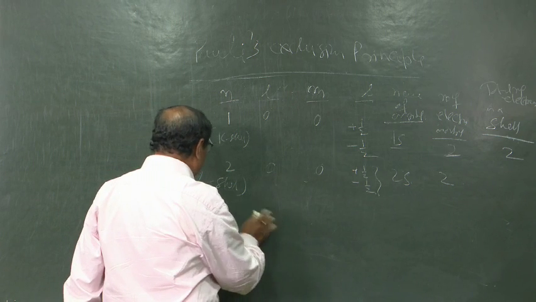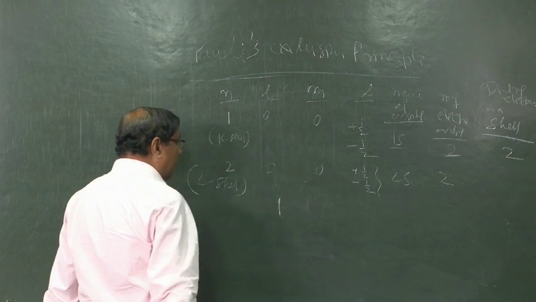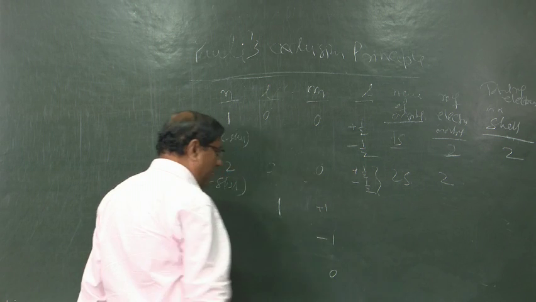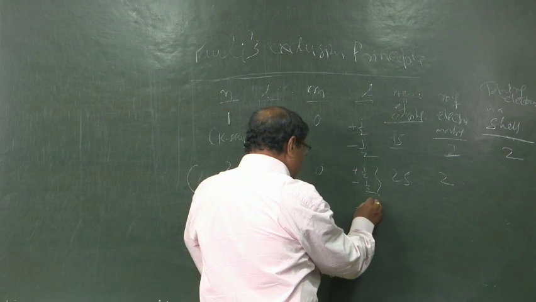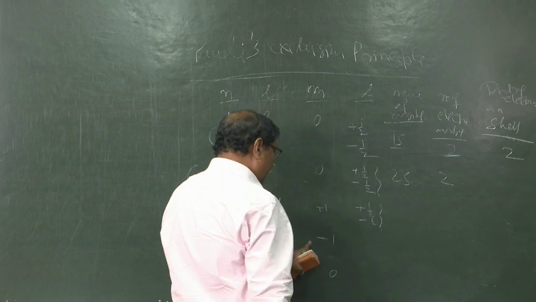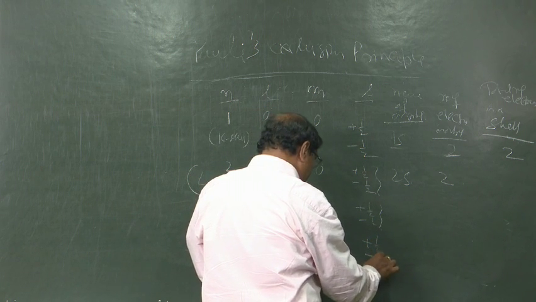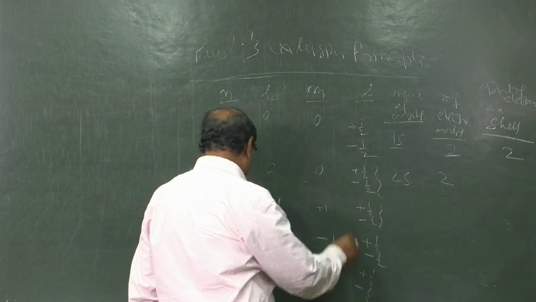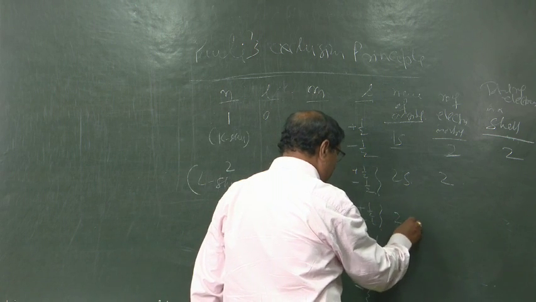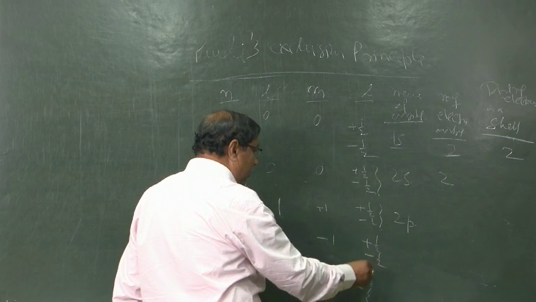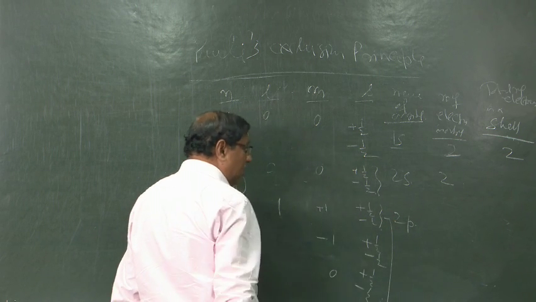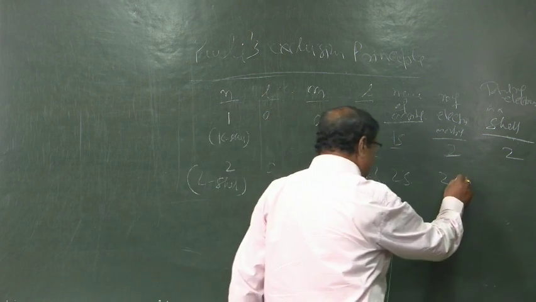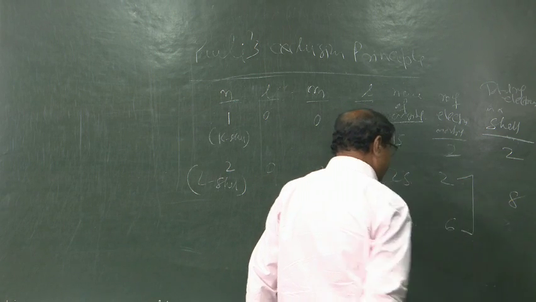When L is equal to 1, then m will be equal to plus 1, minus 1, or 0. For plus 1, there are 2 electrons, plus half and minus half. For minus 1, there are 2 electrons, plus half and minus half. For 0, there are 2 electrons, plus half and minus half. So L is equal to 1 means here 2p. So how many electrons does the 2p orbital contain? Altogether there are 6 electrons. So what is the number of electrons in the L shell? That is equal to 8 electrons.